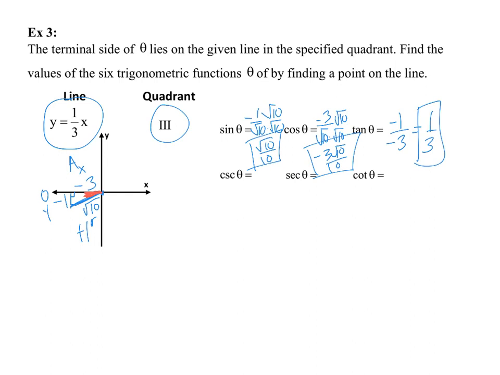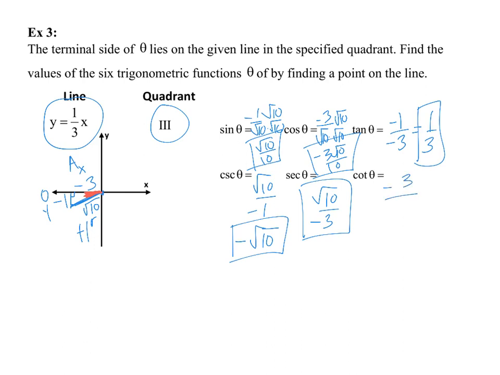For the rest, you could flip them or just do it the way we did the first three. So I have square root of 10 over negative 1. That's negative square root of 10. Then I have square root of 10 over negative 3. Then I have negative 3 over negative 1. It's 3. Alrighty, going on to the next example.